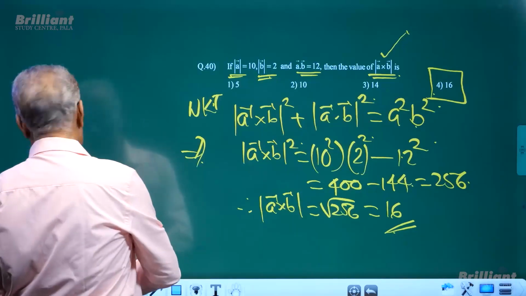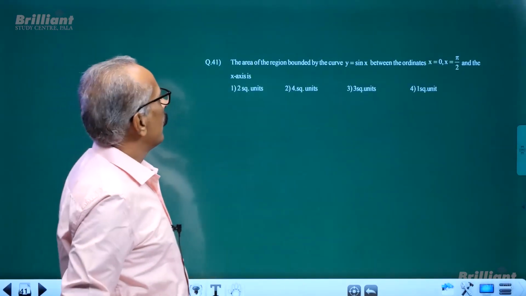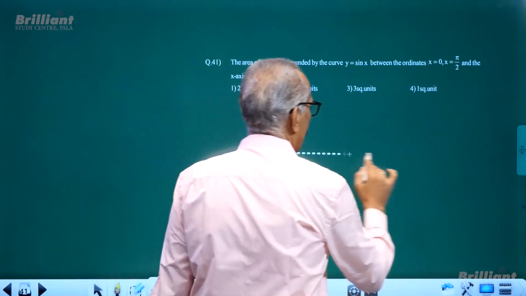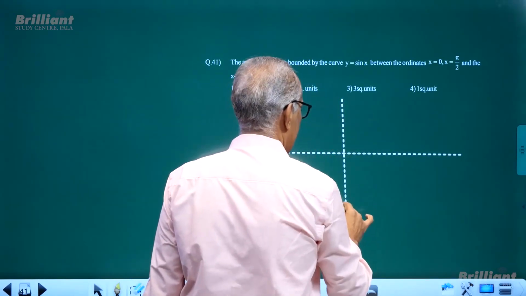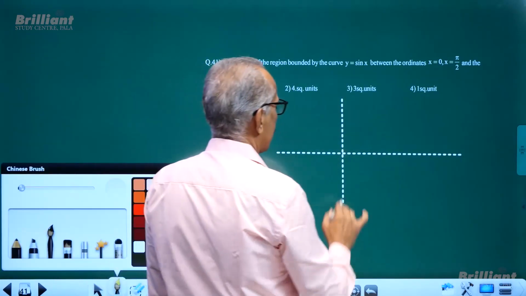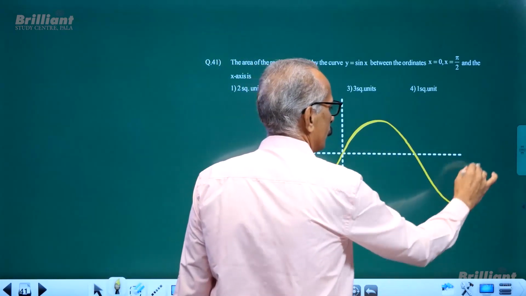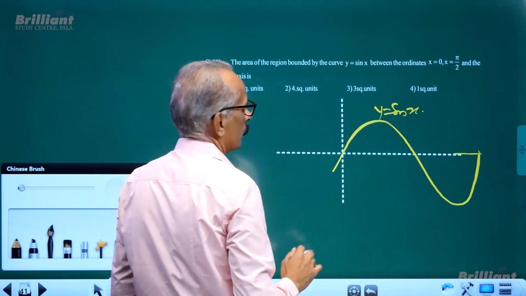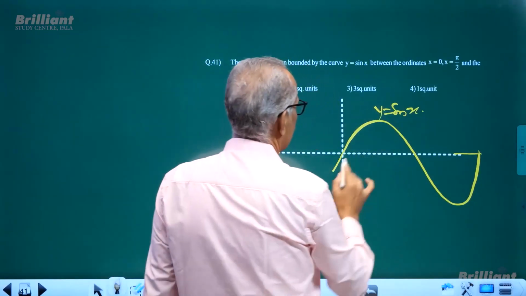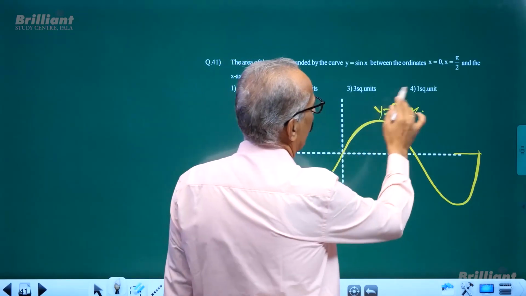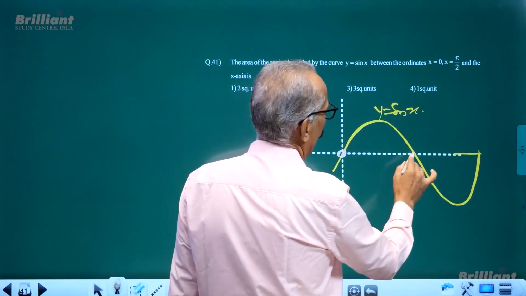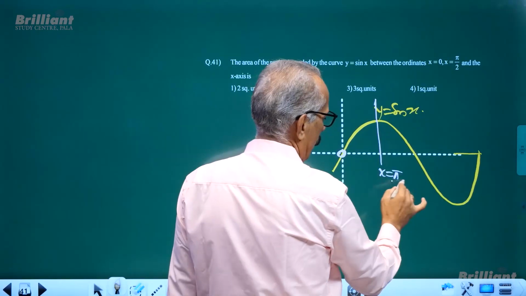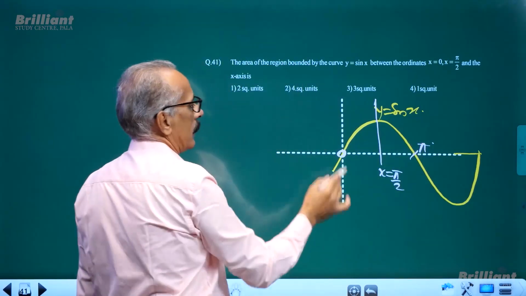Right. We'll move on to the next question, 41. The area bounded by the curve y is equal to sin x and between the ordinates. I have already drawn this figure. This is the x-axis, this is the y-axis. This is y is equal to sin x. Now, x is equal to 0, that is this point, and x equal to pi by 2 is this ordinate. This is pi. Remember that. And the x-axis, that is this part.